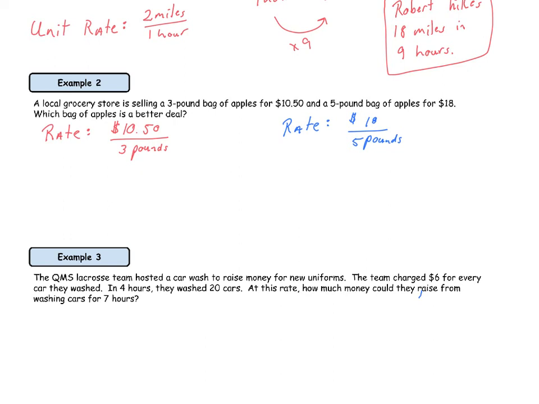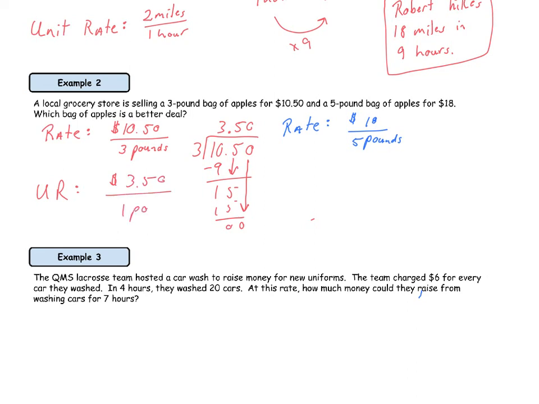Notice I put both of the rates in fractions. I need to find the unit rates for both of them. For the 3-pound bag, in order to find the unit rate, I have to divide $10.50 divided by 3. When I do that, bring down that 5. 3 goes into 15 5 times. I end up getting a unit rate of $3.50 for every 1 pound.